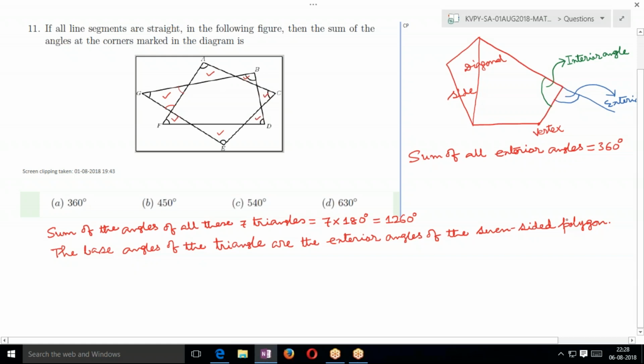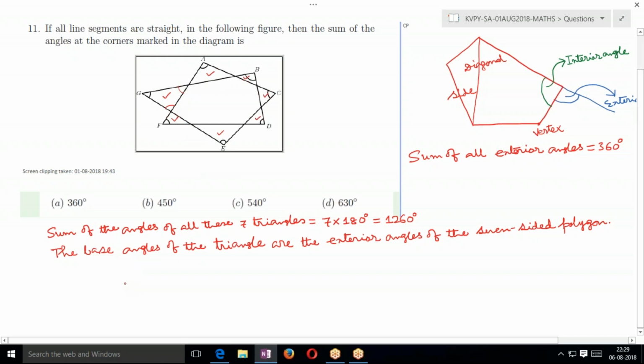So now we know the sum of all exterior angles is 360. Now there are 2 exterior angles. So now the sum of all these angles will be what? It will be 2 into 360, because if we consider this exterior angle, then this exterior angle, then this exterior angle, in that way if we proceed, then we will get 360.